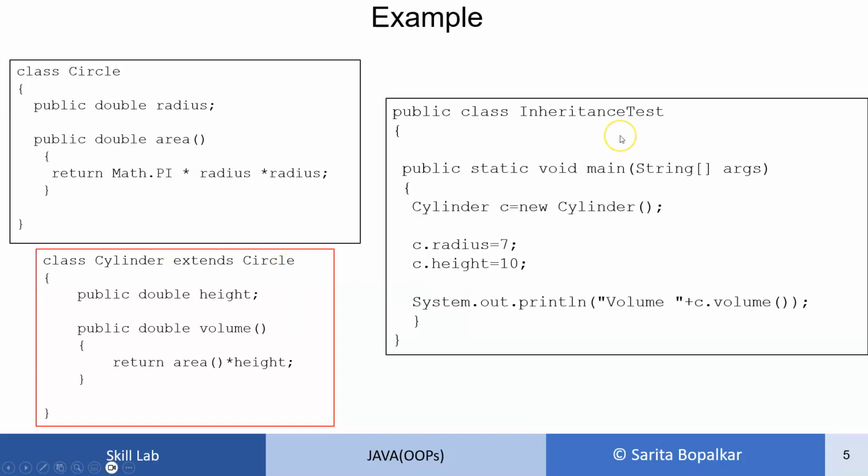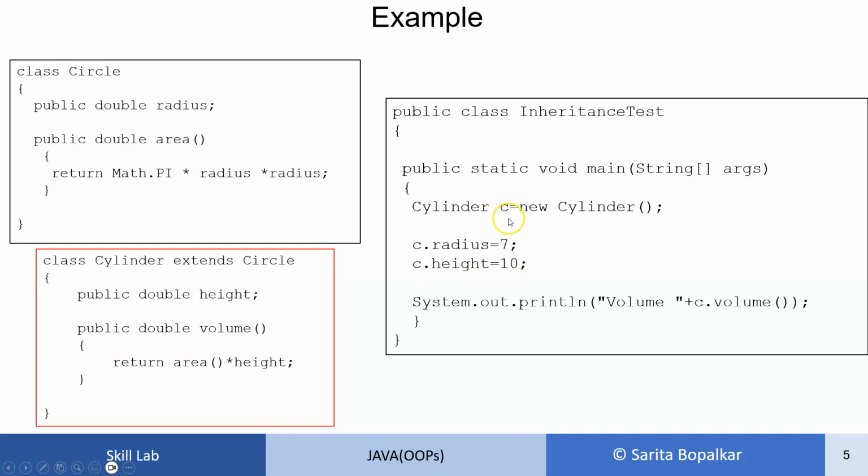Now I will write the application class. The name of that class is InheritanceTest. Here public static void main is the function where we are writing our code. So I will create an object of the Cylinder class. Cylinder, reference name c, is equal to new Cylinder. So this is the object of this class. So c dot radius is equal to 7, c dot height is equal to 10.